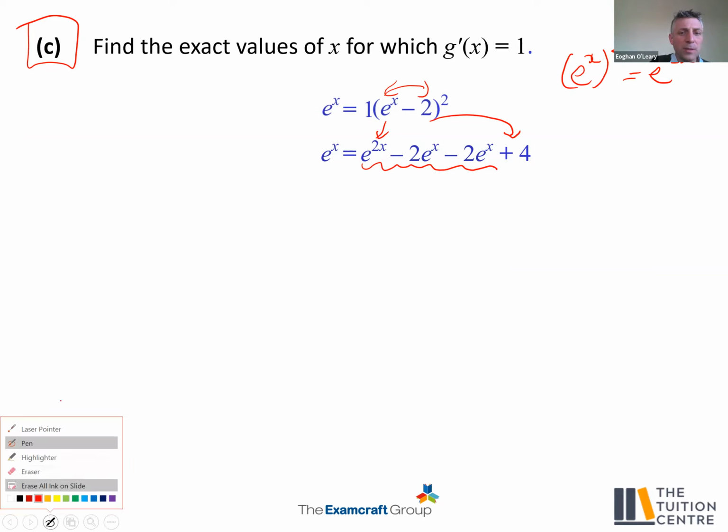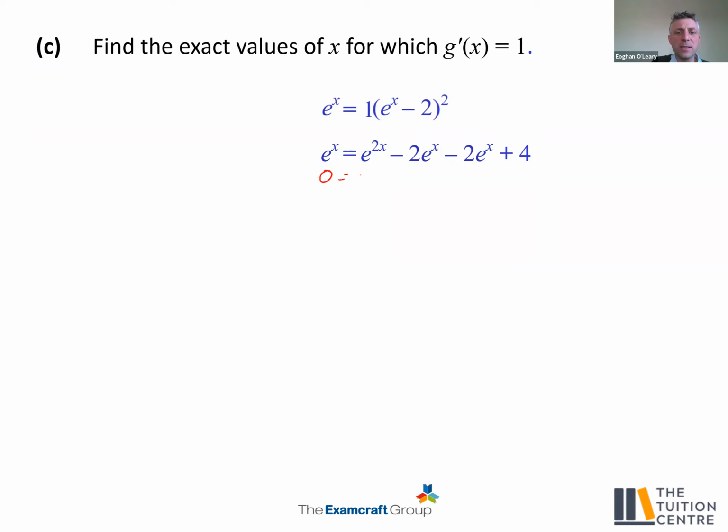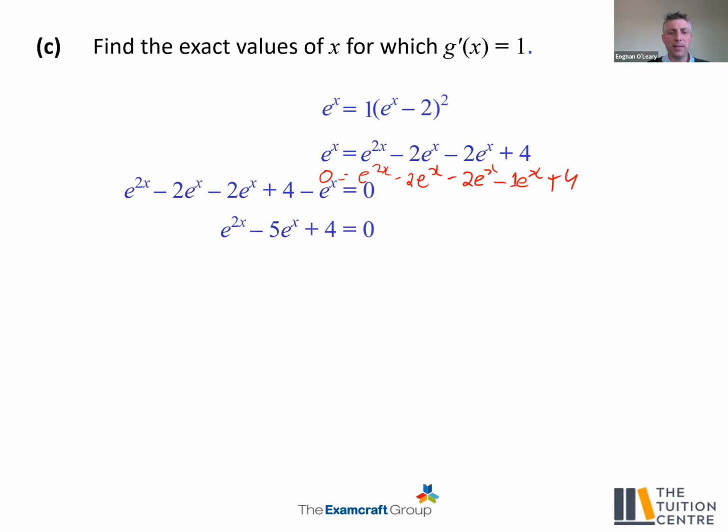If I do it like this, if I say, well, 0 is equal to e to the power of 2x minus 2e to the power of x minus 2e to the power of x minus 1e to the power of x plus 4, then I can just bring the 0 to the other side. And I'm going to end up with e to the power of 2x minus 5e to the power of x plus 4. This is starting to look a bit familiar.